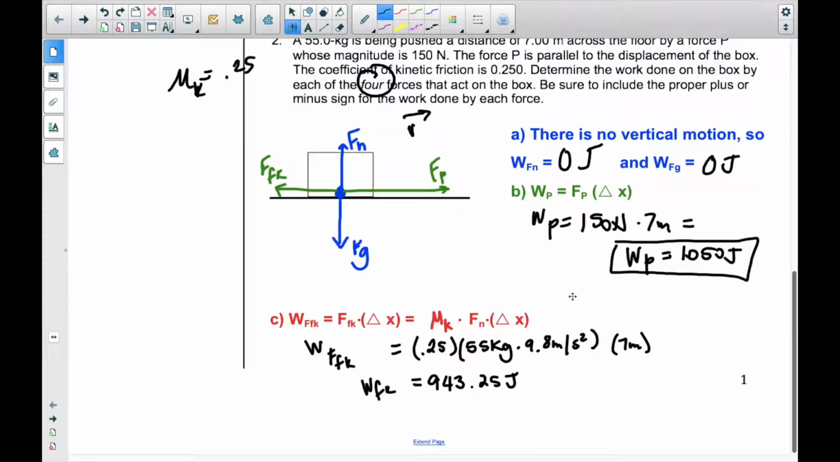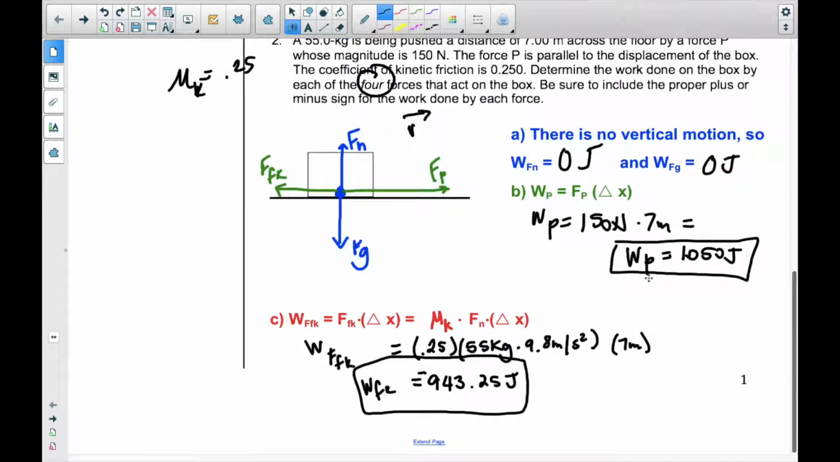And I get 943.25. Now, we do need to decide which one's going to be positive and which one's going to be negative, because they're going in different directions. Typically we call going to the right positive, so let's call going to the left negative. So our friction work is going to be negative. In this case, we have work being done to push it to the right, but there is also work being done by the frictional force that impedes it, going to the left.